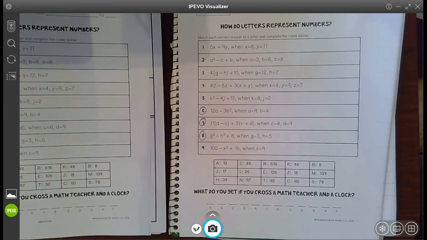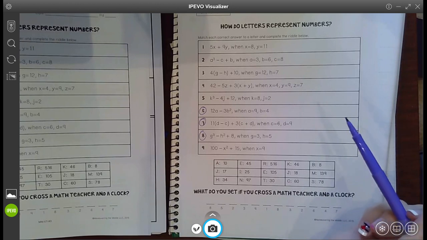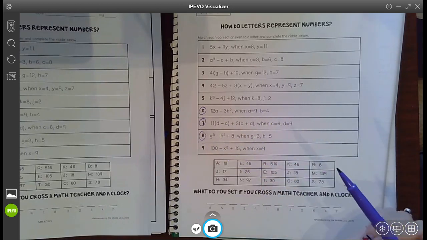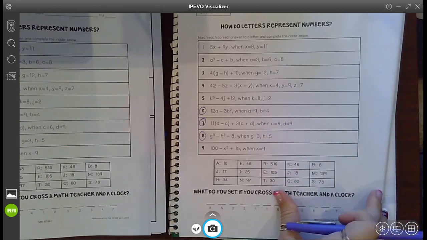Hello, my little mathematicians. Today I'm going to help you get started on the expressions homework number 3 worksheet. I'm going to focus on helping you with 6, 7, and 8. Okay, so remember we don't have space here, so let's show our work on a separate sheet of paper.